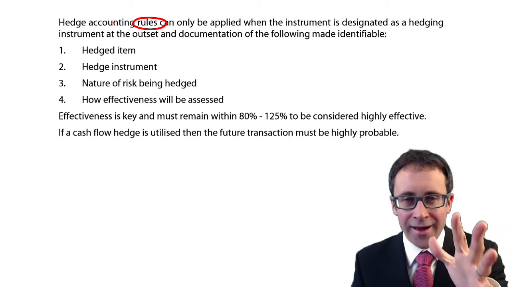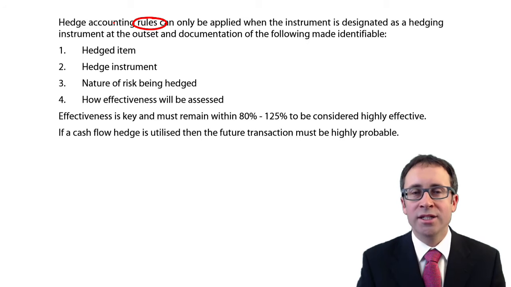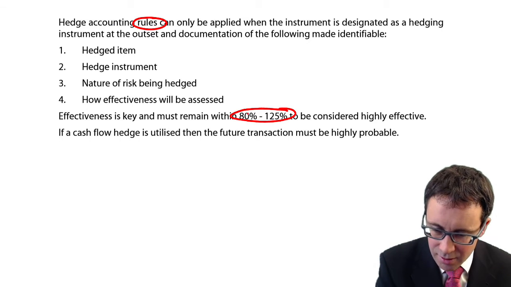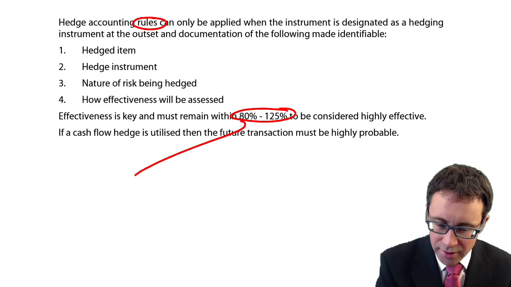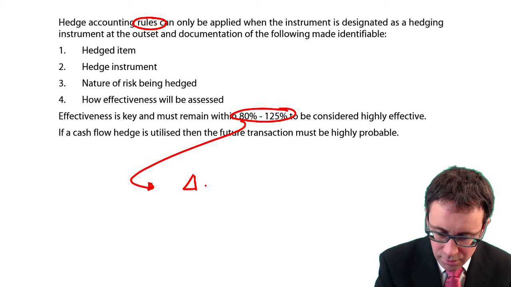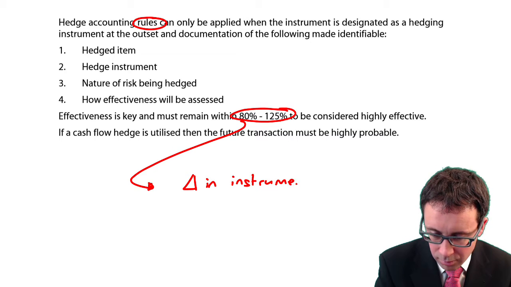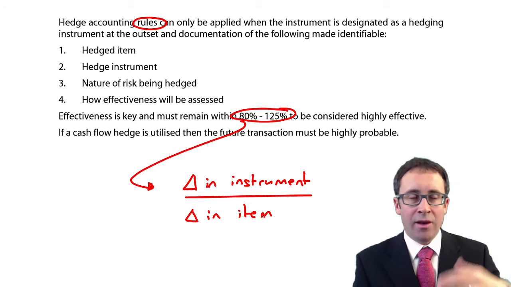Likewise as well, we're getting the effectiveness, hooray! We need to look at how effective the hedge is, okay? It needs to be within this range of 80 to 125%, okay? So in terms of measuring the effectiveness, you look at the change in value of the instrument divided by the change in value of the item, okay? So the gain divided by the loss, or the loss divided by the gain.